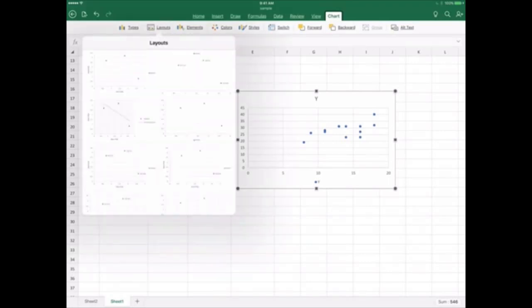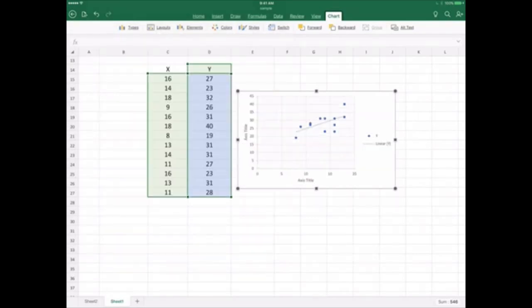You could go to layouts like we've done before, and you'll see that the second one on the left-hand side shows a dot plot that has a trend line in it. You can select that, and Excel will input the trend line into your graph.